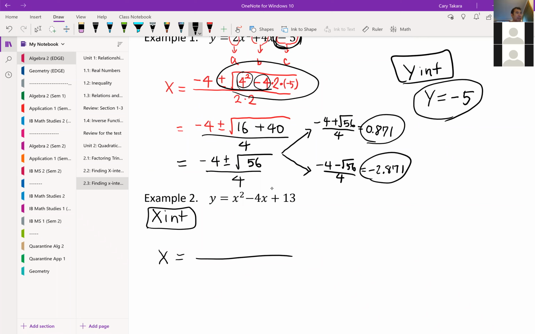Okay, so what is A, B, and C, guys? What's A? Well, A is the number in front of x squared. Now, if you don't see that number in front of x squared, what is it, right? Great job, Justin. And it is 1, isn't it? Okay, so A is 1. And what's B? B this time is going to be -4. And C is +13. You guys get that?